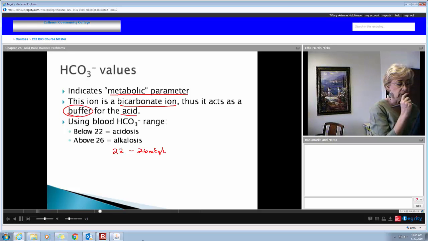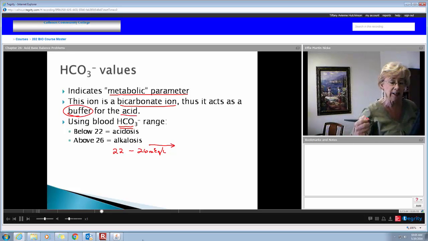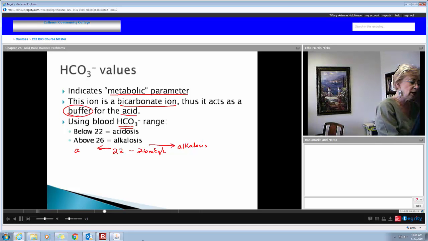So if your range is 22 to 26 milliequivalents per liter, the more bicarb ion you have, the higher the bicarb ion, the more what? The more base you have. So if you're out of range high on the bicarb ion, you've got more base than you've got acid in the balance. So a high bicarb ion, higher than 26, is going to indicate what? That you might be going into alkalosis. Whereas if you get lower than 22, then you don't have enough buffer for those acids. So a number lower than 22 on your buffer would tend to put you in acidosis.